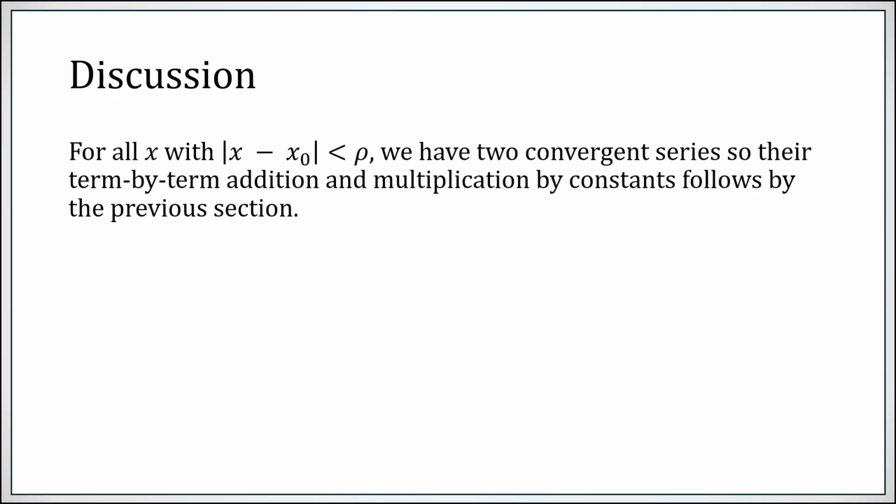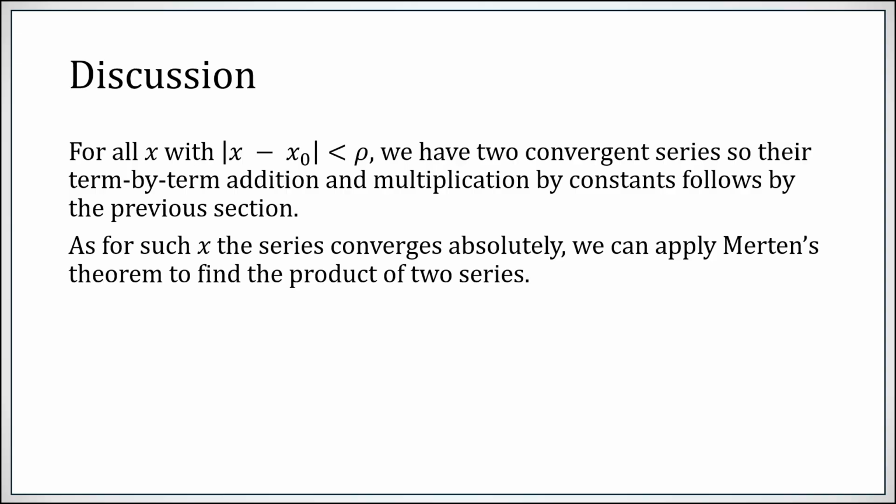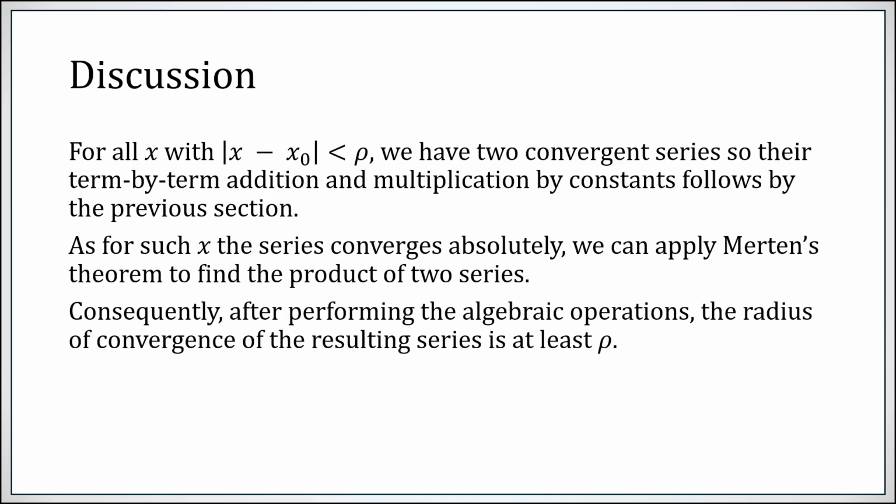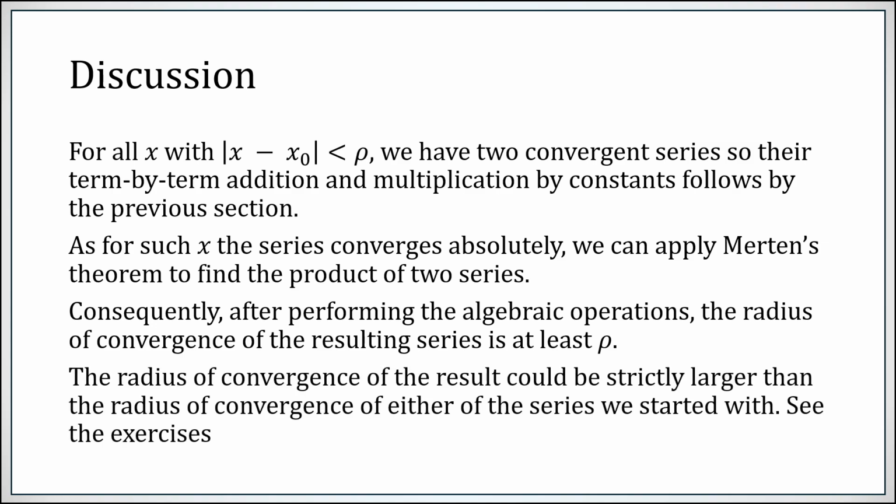So for all x within rho of x naught, we now have two convergent series. The term-by-term addition and multiplication is quite direct. Now for such x's, the series converges absolutely. If we're within the radius of convergence, we converge absolutely. Therefore, we can apply Mertens' theorem to find out what happens to the product of the two series. So after performing these algebraic operations, if you have two different power series whose radius of convergence is at least as large as rho, the sum and product also have radius of convergence at least as large as rho. It's worth stating the radius of convergence of the result can be strictly larger than either of the series we started with. There are exercises to this effect.